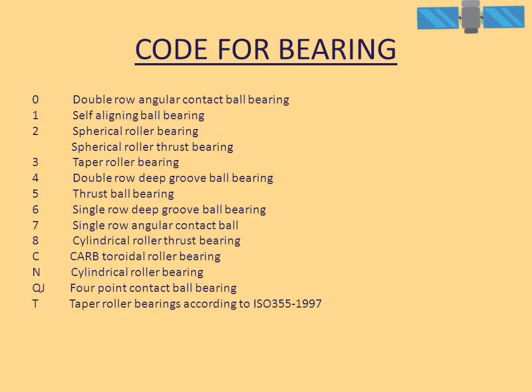Code for bearing: 0 double row angular contact ball bearing, 1 self-aligning ball bearing, 2 spherical roller bearing, spherical roller thrust bearing, 3 taper roller bearing, 4 double row deep groove ball bearing, 5 thrust ball bearing, 6 single row deep groove ball bearing, 7 single row angular contact ball bearing, 8 cylindrical roller thrust bearing, C CARB toroidal roller bearing and cylindrical roller bearing, QJ 4-point contact ball bearing, T taper roller bearings according to ISO 355.